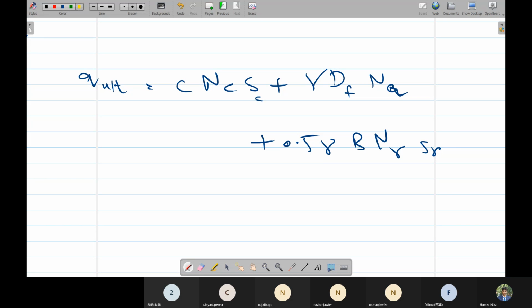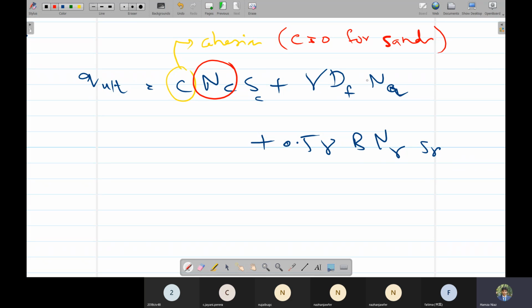So for this equation, the C is the cohesion of soil. If they have not provided C and they are saying that the soil is sand, so simply use C is equal to 0 for sands.